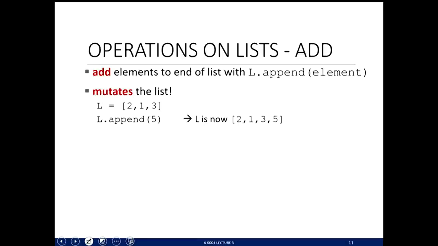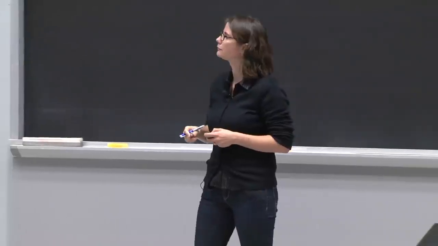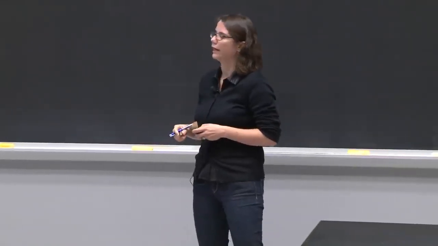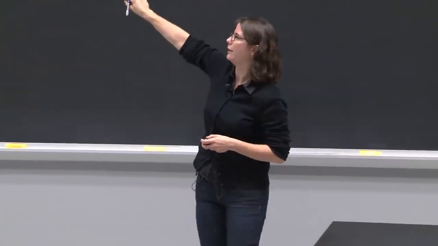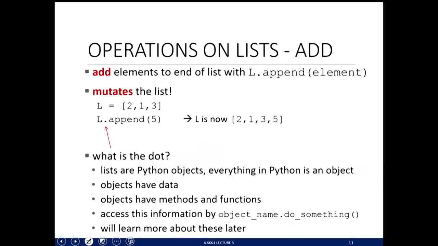Okay? And this operation mutates the list. So if I have L equal to 2, 1, 3, and I append the element 5 to the end, then L, the same L, is going to point to the same object, except it's going to have an extra number at the end, 5. But now what's this dot, right? We haven't really seen this before. It's going to become apparent what it means in a few lectures from now.